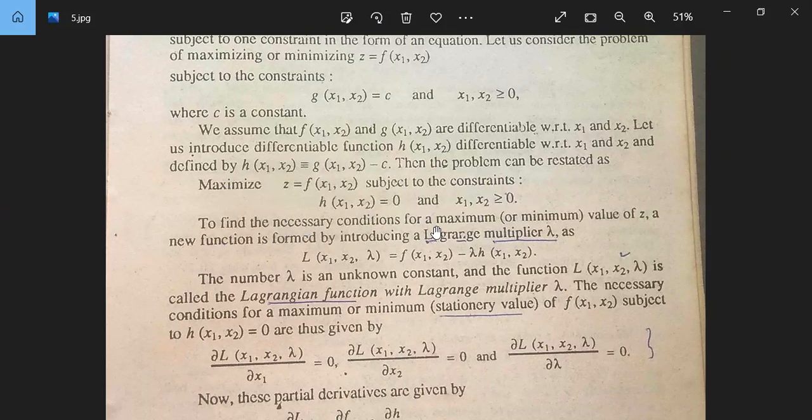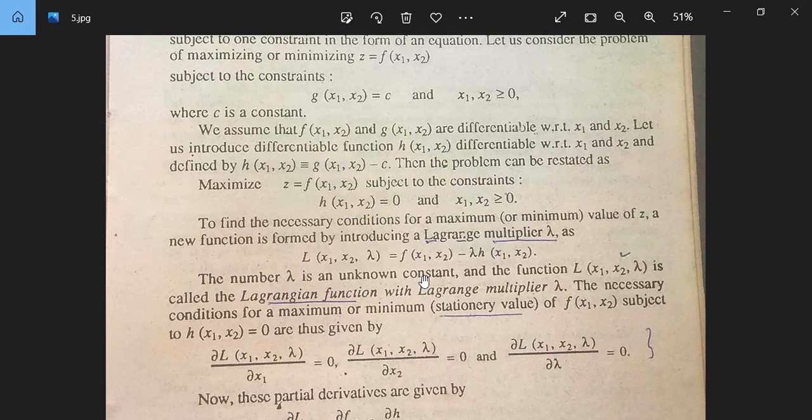To find the necessary conditions for a maximum or minimum value of z, a new function is formed by introducing a Lagrange multiplier lambda. Using the Lagrange multiplier lambda, we will create a new function L(x1, x2, lambda), and we will call it the Lagrangian function with Lagrange multiplier lambda. And this is written as f(x1, x2) minus lambda times h(x1, x2). That is, from f(x1, x2) we multiply h(x1, x2) by lambda and subtract it, because this is the constraint.